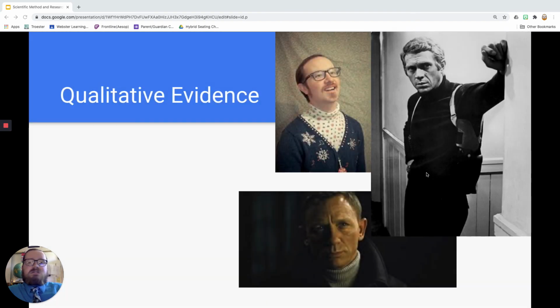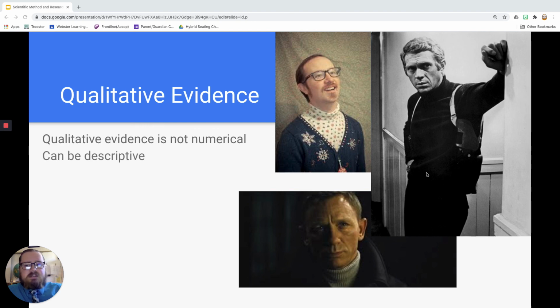All right. Of course, not all evidence is quantitative, and not all questions we ask are best answered with theories supported by quantitative evidence. Sometimes we need qualitative evidence, and qualitative evidence is data that is not numerical. It's things to which we cannot assign a number. It can be descriptive, but the best is inferential.